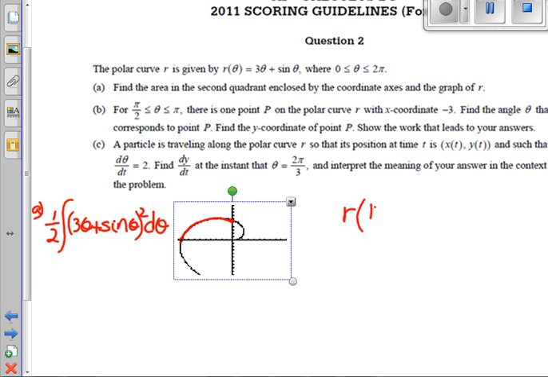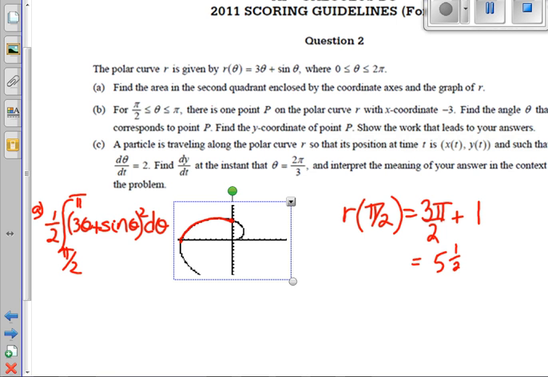So r, I'm going to check. r of pi over 2, which is 1.57, is 3 times pi over 2 plus the sine of pi over 2, which is 1. So that's 9/2, 4.5, that's 5.5. Looks like that'd be right. So it's pi over 2, and where do you think that is? Pi?